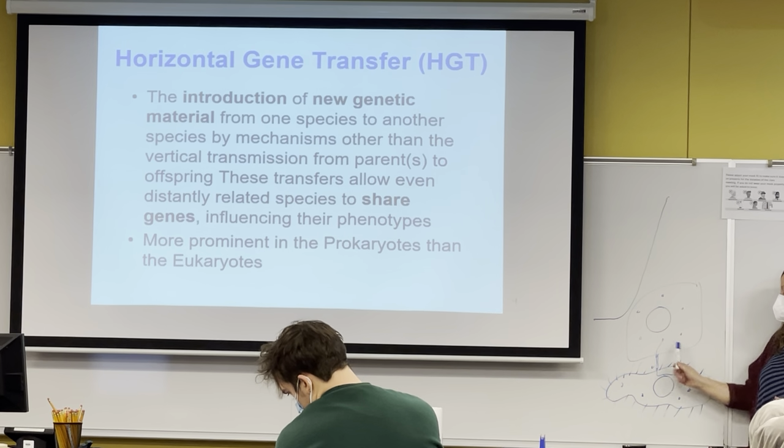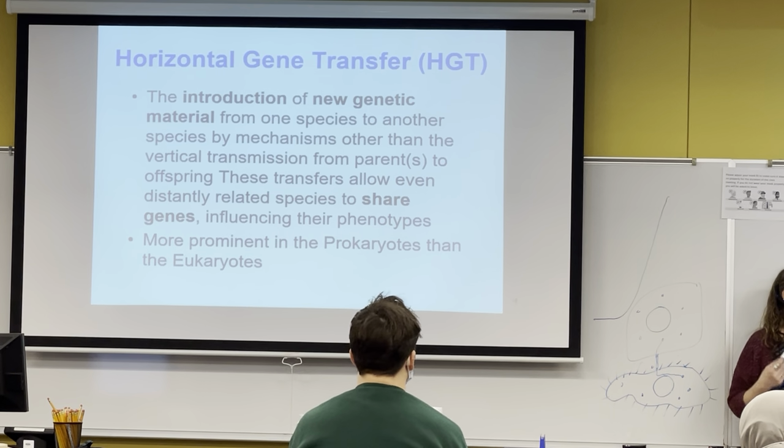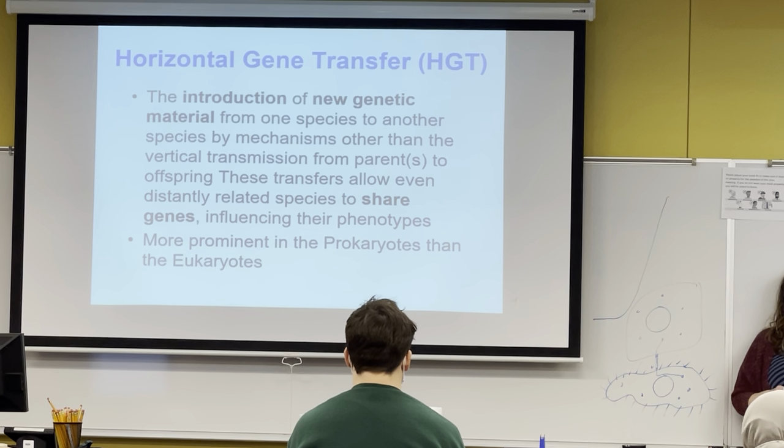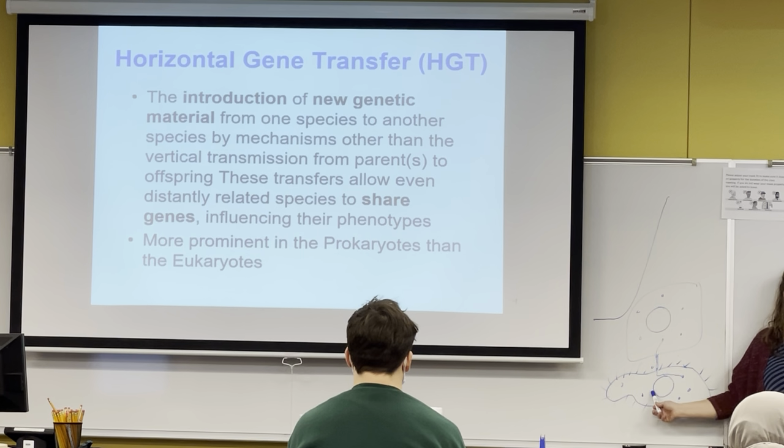And in sharing these plasmids, a lot of times what we see is that the genes for antibiotic resistance of different antibiotics are on these little plasmids, and they share them. So they share the resistance for different kinds of antibiotics between different species of prokaryotes.